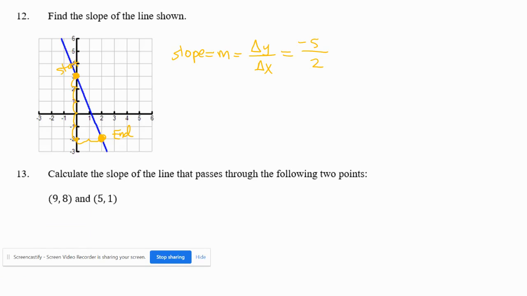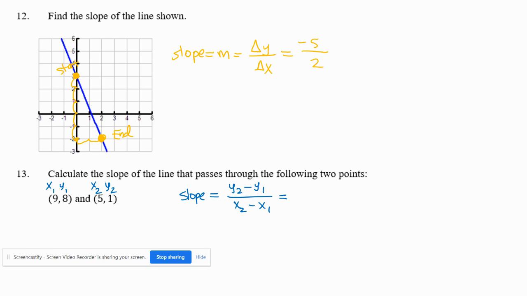All right, number 13, calculate the slope of the line that passes through the following 2 points. So when you're given 2 points like that, we can't really count how many boxes or units because we don't have a graph. We're going to have to use a slope formula. The slope formula is going to be y2 minus y1 over x2 minus x1. Okay, there's 4 values there. So going from left to right, (9, 8) is the first point we see. So we're going to label that x1, y1. (5, 1) is the second point we see. So we're going to label that x2, y2.